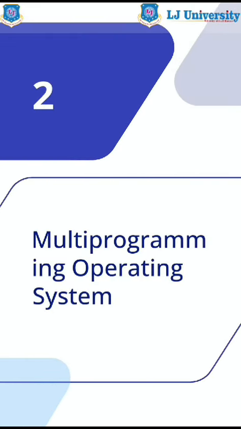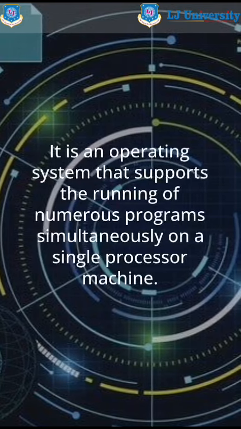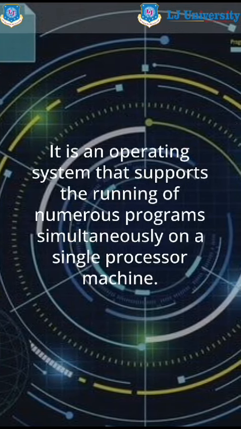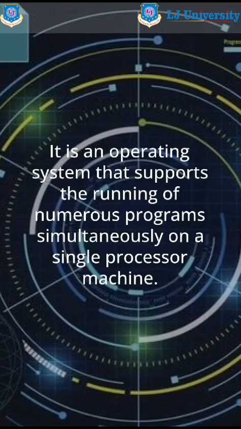Second type is multi-programming operating system. It is an operating system that supports the running of numerous programs simultaneously on a single processor machine.